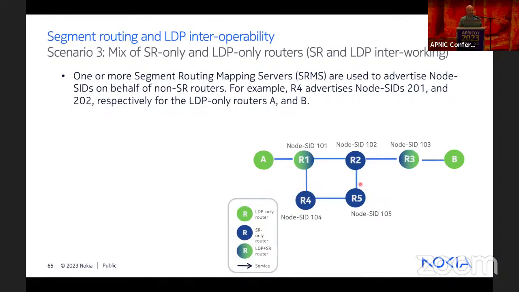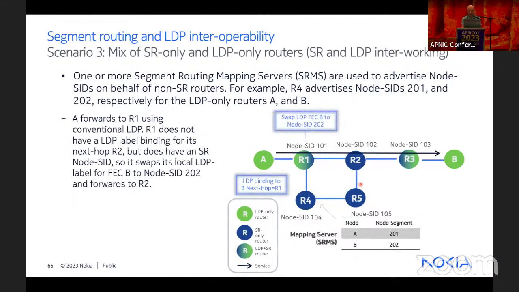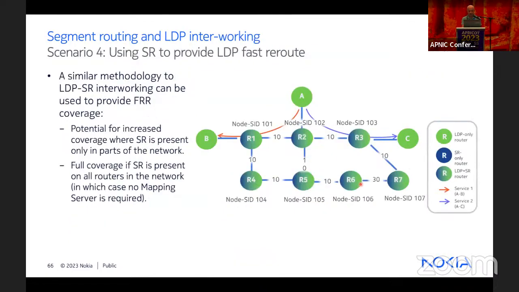Look, if you have this situation where you've got a mix of SR-only and LDP-only routers, I feel for you. Try not to get into the situation, but if you do, there are some options here. There's a thing called an SR mapping server that helps us to interwork between parts of the network that are segment routing only and those that are LDP only, right? So you can do that. This is a bit more complex. I think each of these slides could take 20 minutes to go through, but have a look at it. Ping me if you have any questions.